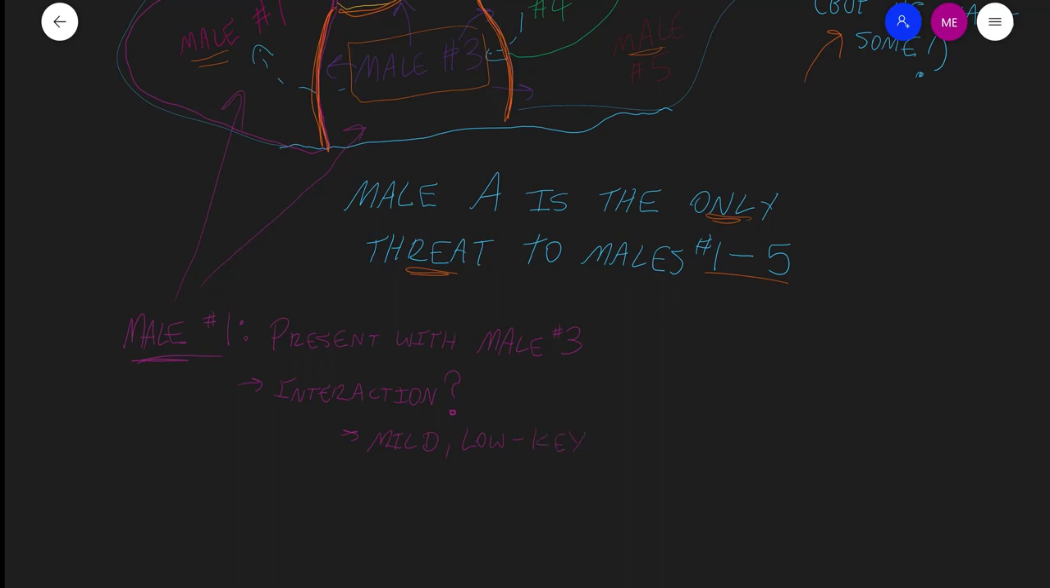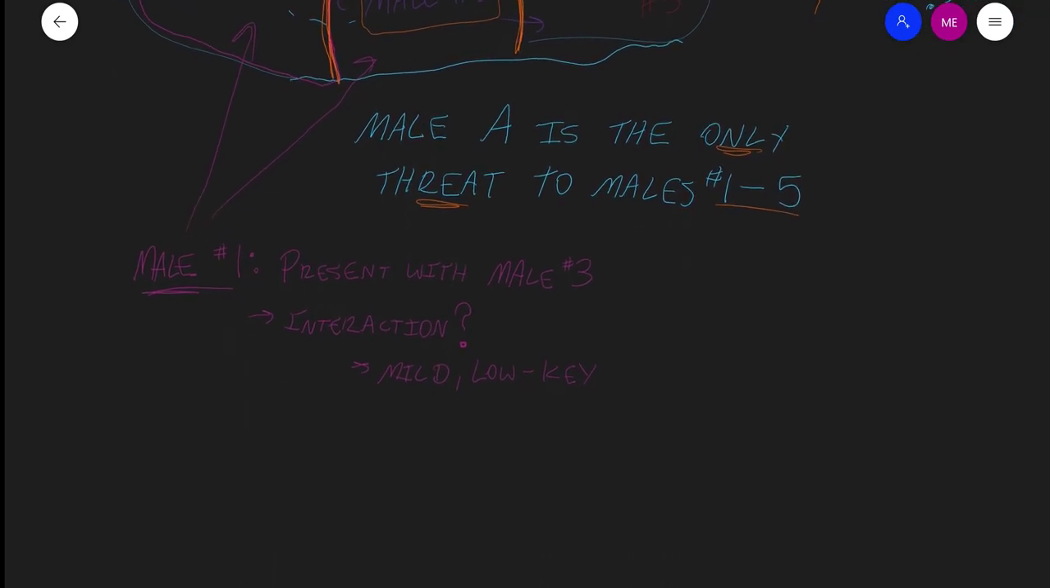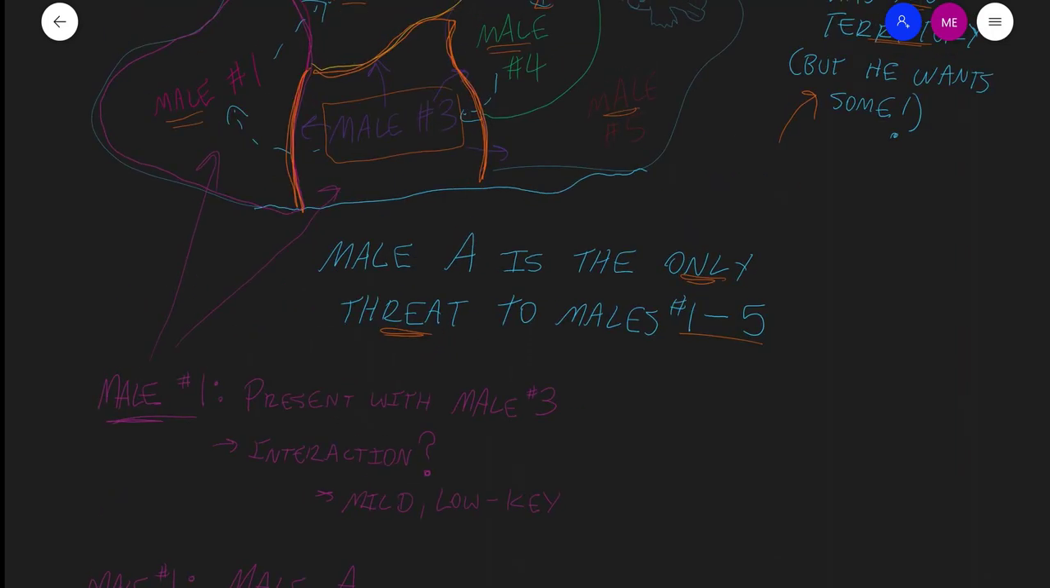And the dear enemy effect also assumes that these males can recognize each other. Now, by contrast, if you present male number 1 with male A, our male who has no territory, this guy up here, okay.